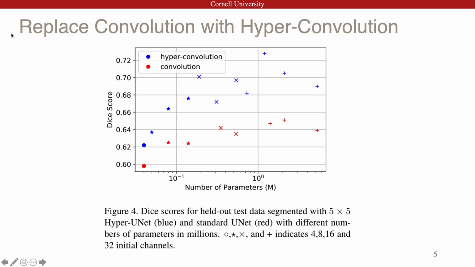This figure shows the Dice score for both regular convolution and hyper-convolution models, with different labels indicating different numbers of channels used in the architecture. As we can see, across a wide range of models with different numbers of parameters, simply replacing convolutions with hyper-convolution, we obtain a consistent performance boost in terms of Dice score.